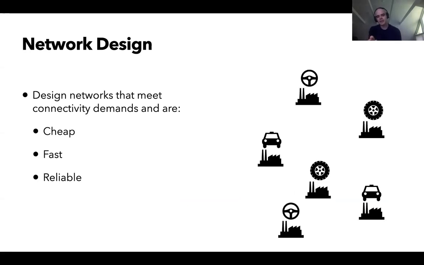Or alternatively, in the perhaps frightening world where cars are composed of tires and steering wheels, maybe you want to build out a transportation network, which guarantees that each of your car factories has access to some steering wheel factory and some tire factory.